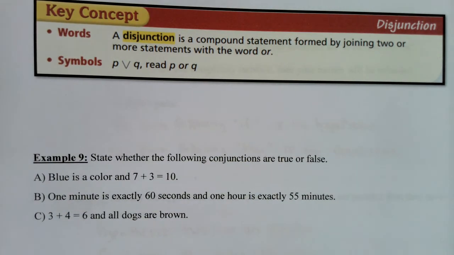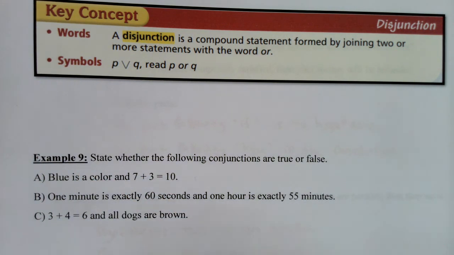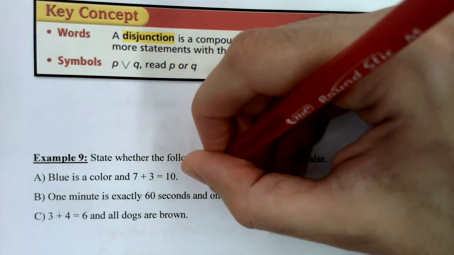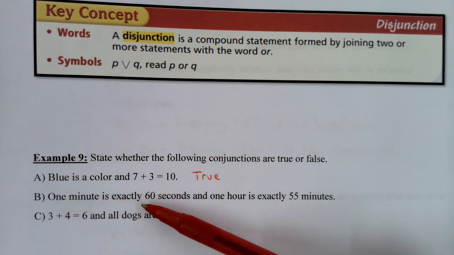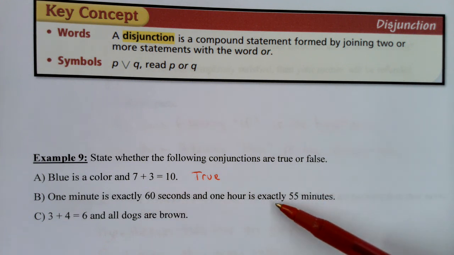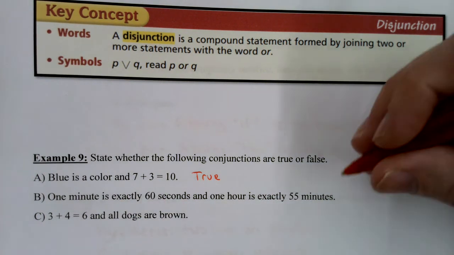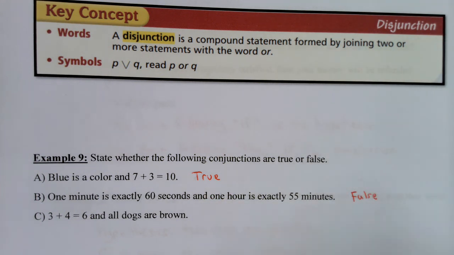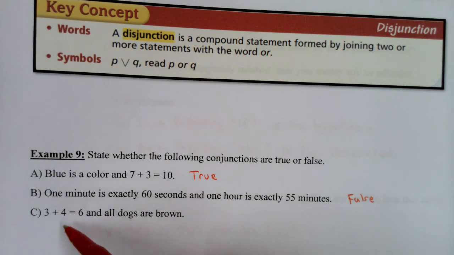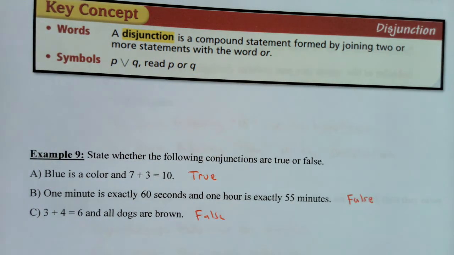So example 9, state whether the following conjunctions are true or false. Blue is a color, and 7 plus 3 equals 10. Both parts are true, so the answer is true. Part B: 1 minute is exactly 60 seconds. That's true. And 1 hour is exactly 55 minutes. That part's false. So the first part is true, the second part is false. That means the entire thing is false because it has the word and in the middle. Both parts must be true when it says and. And part C: 3 plus 4 equals 6, and all dogs are brown. Both parts are false. So that one is false.